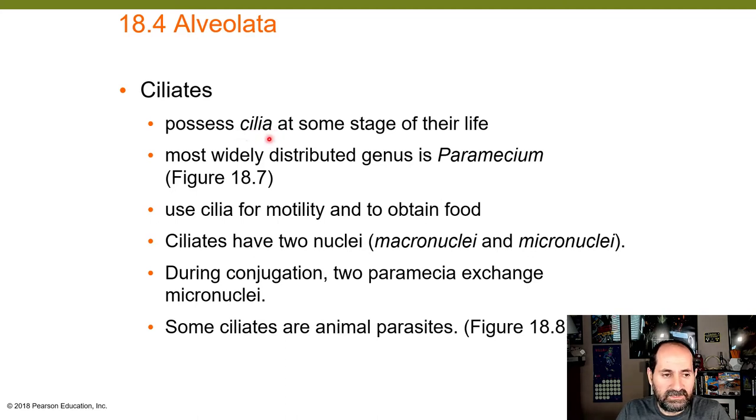Usually for motility, they beat, these hair-like structures that beat. The most widely distributed genus is Paramecium. I'm going to show you a picture of Paramecium, very interesting organisms which use cilia for motility and to obtain their food. The ciliates have two nuclei, but not two nuclei of equal size like the Giardia. Instead, they have a macronucleus and a micronucleus. During conjugation, two paramecia exchange micronuclei. This is a very fascinating thing they do. And some ciliates are animal parasites.